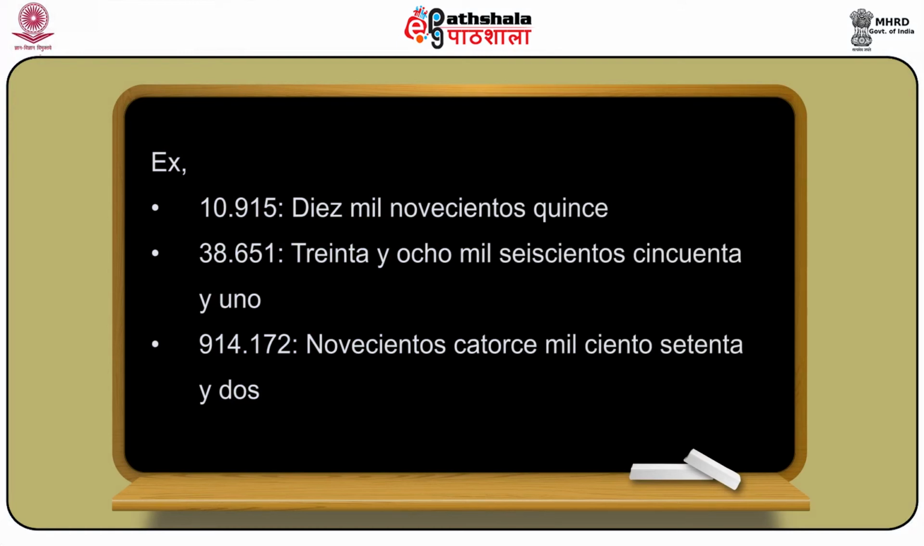So for example, if we say 10,915, so 10,000 as you have learned is diez mil, 900 is novecientos, and 15 is quince. So we add all these together and we can say 10,915. Same way, if we say 38,651, so 38,000 is treinta y ocho mil, again 600, and 51 is cincuenta y uno. So 38,651 will be said by adding them together.